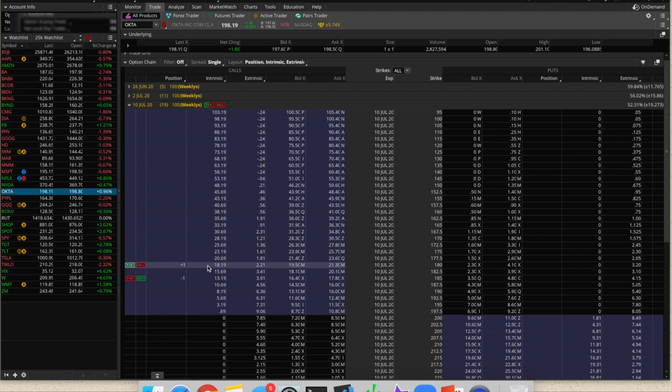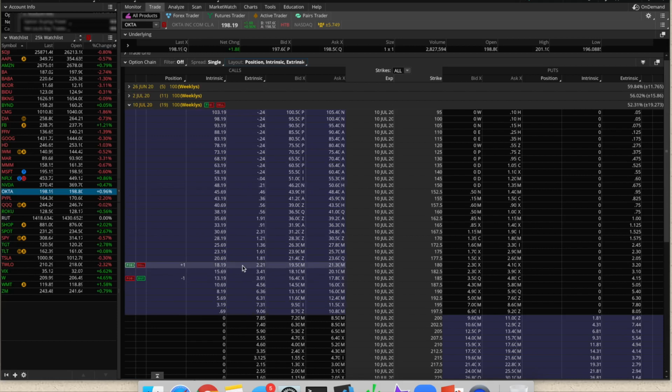Now if you notice, in thinkorswim they have this thing called layout, and you can play with this, but it shows you different attributes of an option. So what I've chosen for you is position, intrinsic, extrinsic. If you choose that, it shows you the intrinsic value and the extrinsic value of all the options. So we have a 180/185 bull call spread. If you look at the 180, and the price of Okta right now is 198, our spread is deep in the money. So price is somewhere over here, we are in the money already.